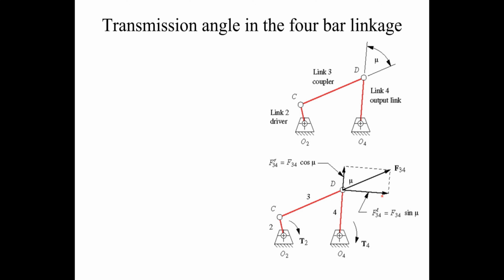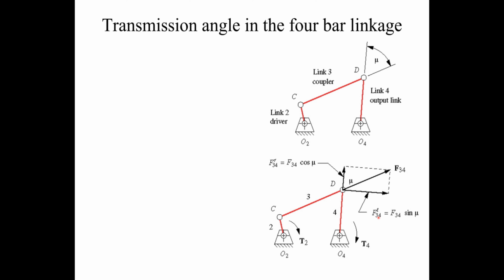But this component, which is at 90 degrees to O4, causes the torque T4, which is the required torque we need at link number 4. So this tangential component is important. The maximum tangential component will be achieved when mu is exactly equal to 90 degrees. So this is the maximum one. But as mu changes from 0 up to some maximum value, this amount of transmission force continuously changes as link number 2 is rotating.